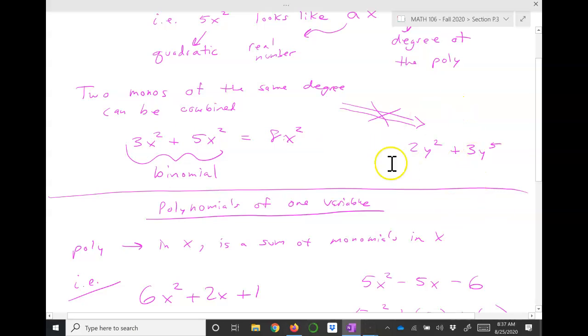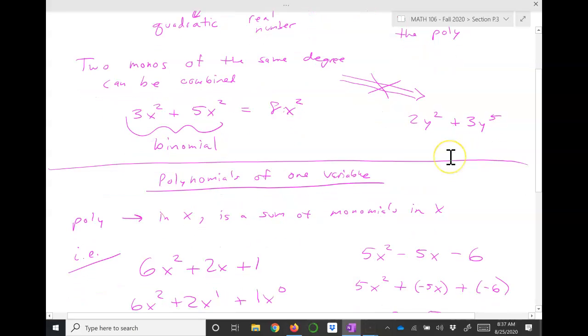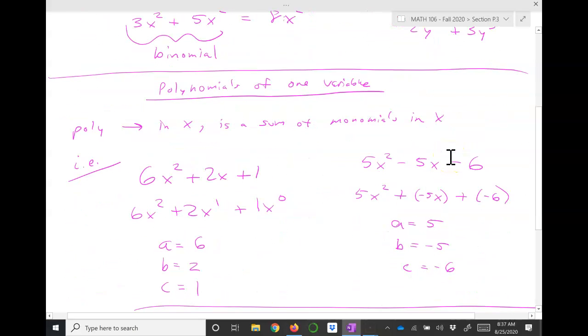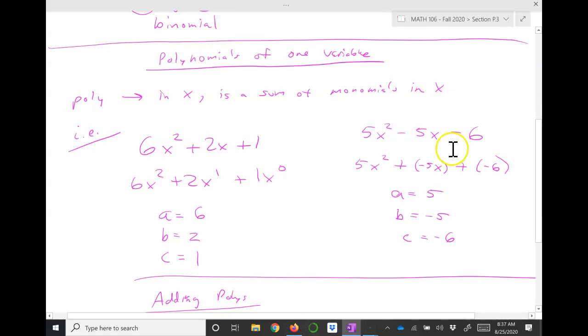Okay, so I just gave you an example over here, 2y squared plus 3y to the fifth. Can't add those together, okay? Can't add them. Then just the general definition of polynomials of one variable. Again, it's the sum of any number of monomials. So I gave you a couple examples here.